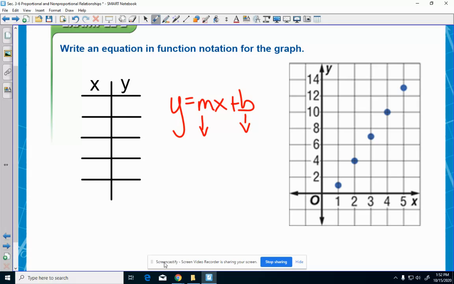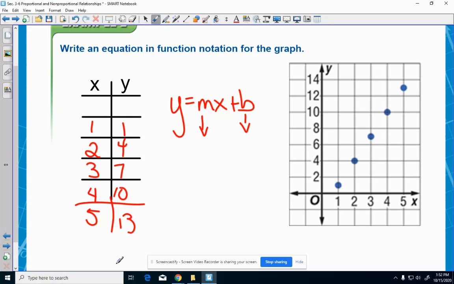I put the table here. Maybe it's easier if we put those in. So like the first one you see is 1 and 1. And then 2 and 4. 3, 7, 4, 10. And 5, that would have to be a 13, right? I wasn't going to say that. I didn't want to put you on, that's okay.